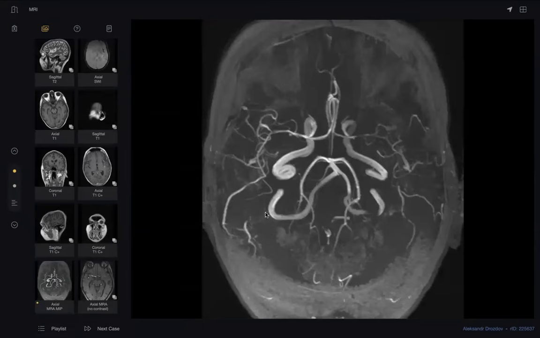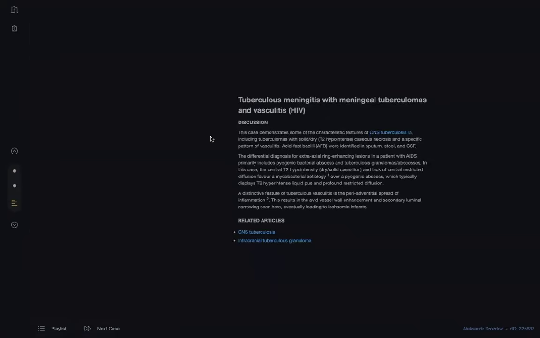Look here. I can appreciate that the MCA is significantly narrow-caliber. So there is an element of vasculitis underneath, which is resulting in these infarcts. Very important, Michael. Very important.